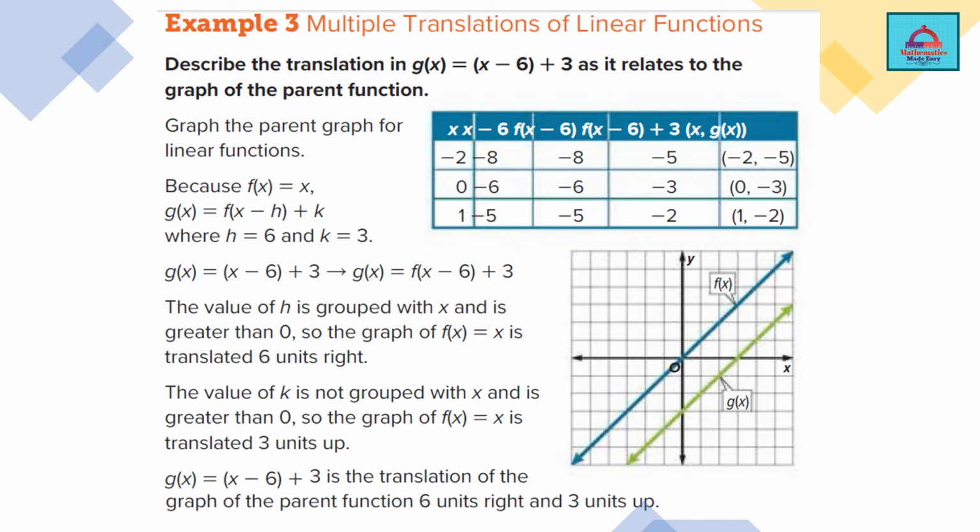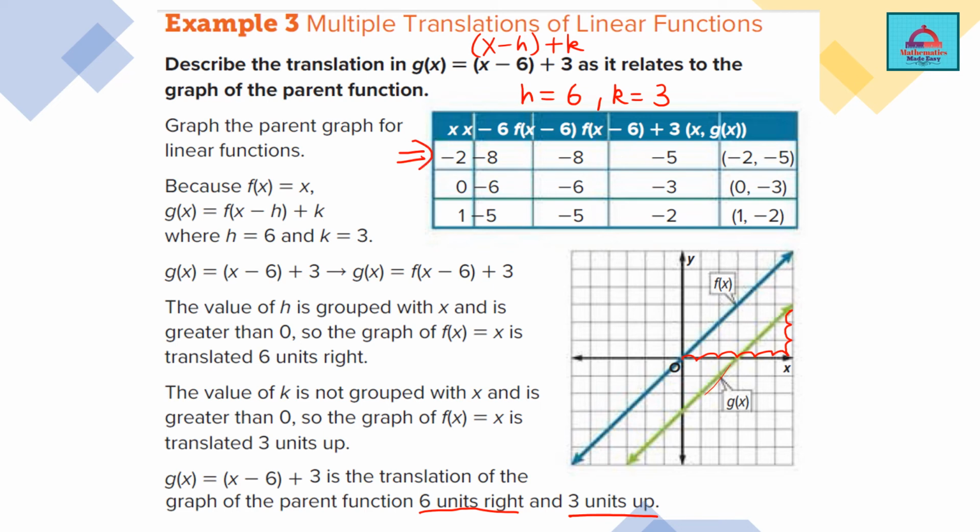Let's see a combined example. This is multiple translation. That means vertical and horizontal are happening together. So you can compare with x minus h, this is the grouping, plus k. So if you compare, your h is 6, your k is 3. That means both are positive. Therefore, the graph is going to be the translation of horizontal 6 units right and vertical 3 units up. So you can check how it is moving. This point on the graph, 1, 2, 3, 4, 5, 6 and 1, 2, 3. So this is the new green graph.